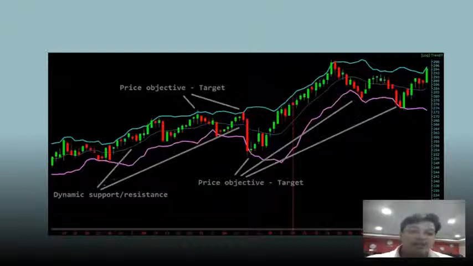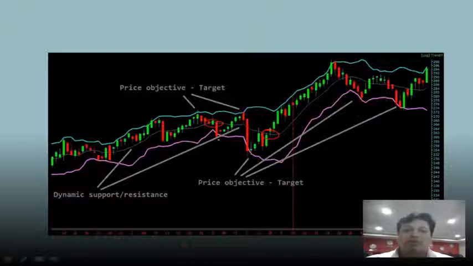So let's look at it in action. These are the moving averages. This is the upper band, this is the lower band, this is the price. Moving averages work like dynamic support and resistance zones. Every time the price is moving from the lower side of the band to the upper side of the band, this acts like a resistance. This acts like a support.